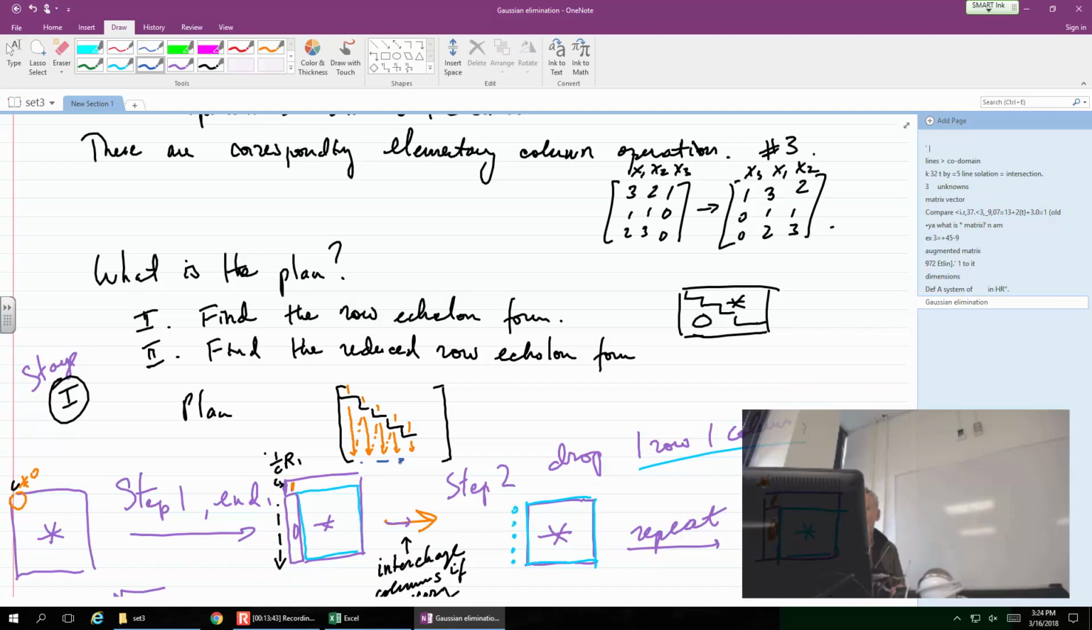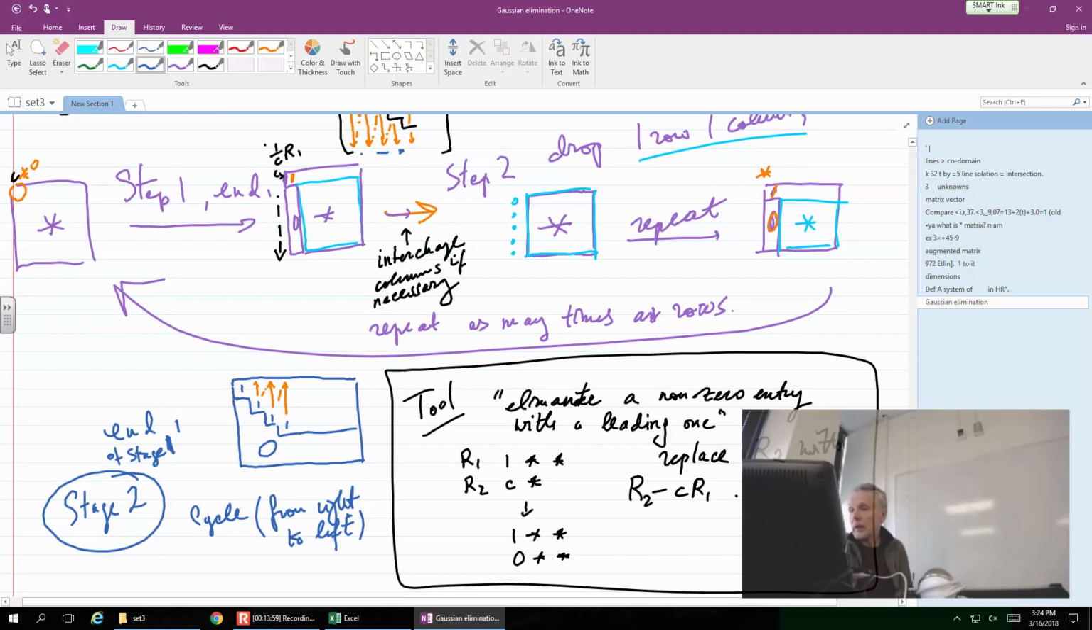Well, as it is described. So the plan over here is just a general description, and then below we turn it into a more precise algorithm. And here you go from right to left, indeed, so that you wouldn't ruin your zeros. That's the trouble.